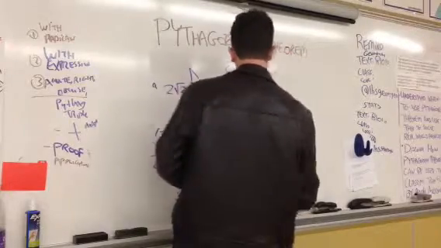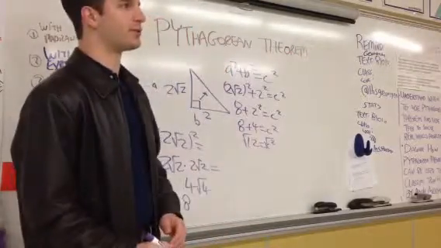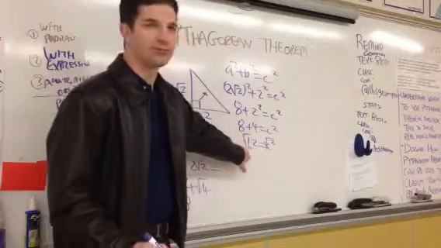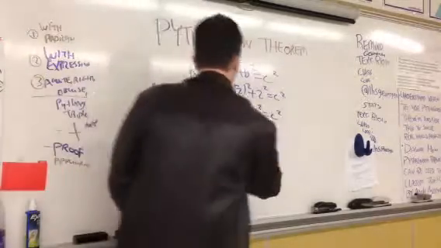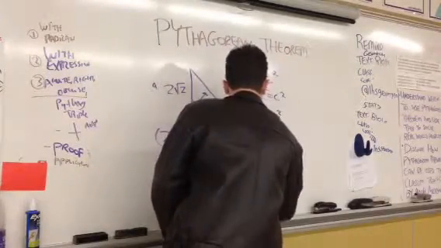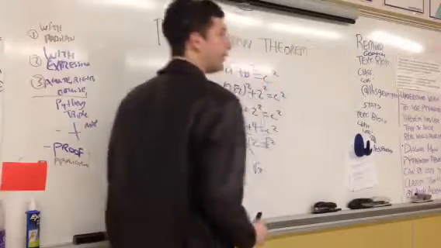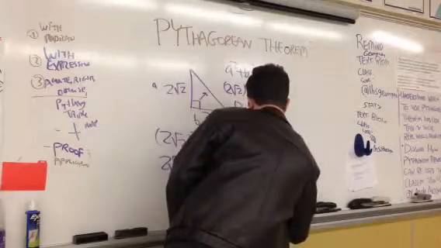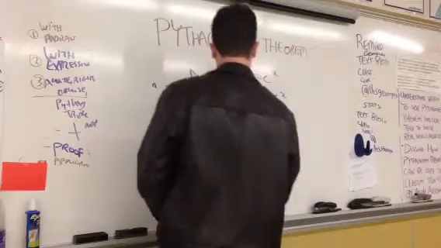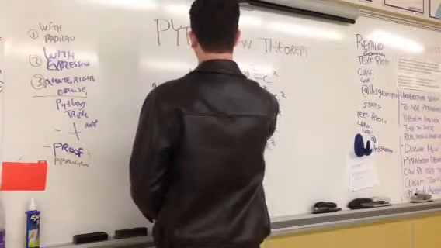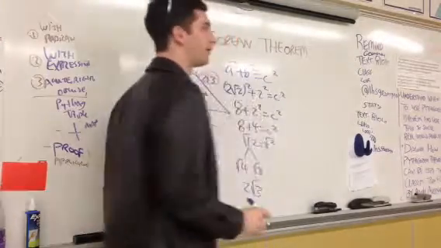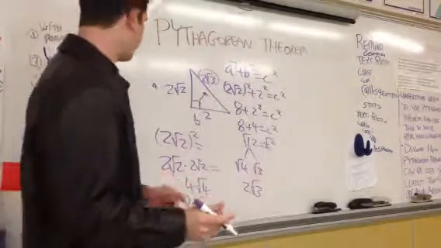Square root both sides. Now, the biggest perfect square that I can pull out of 12 is 4. So this is the square root of 4 times the square root of 3. So this is 2 square root 3. So 2 square root 3 is my answer up here. Okay? A couple more examples.